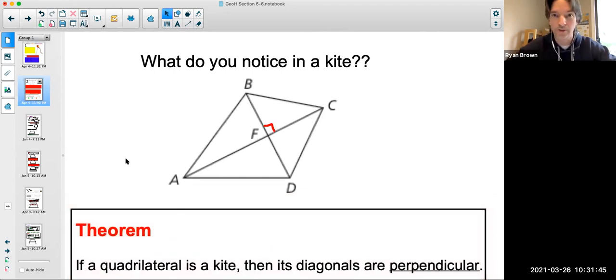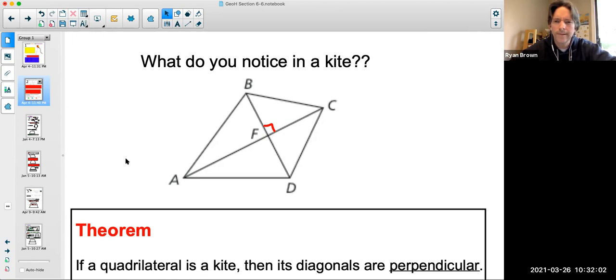Do you remember what other quadrilaterals had perpendicular diagonals? Right, rhombus and squares. So a kite is kind of a near cousin to that. The diagonals are also perpendicular. If you've ever flown a kite or built a kite, remember when you make those little T-bars, the T-bars have to be perpendicular, and they are in a kite.